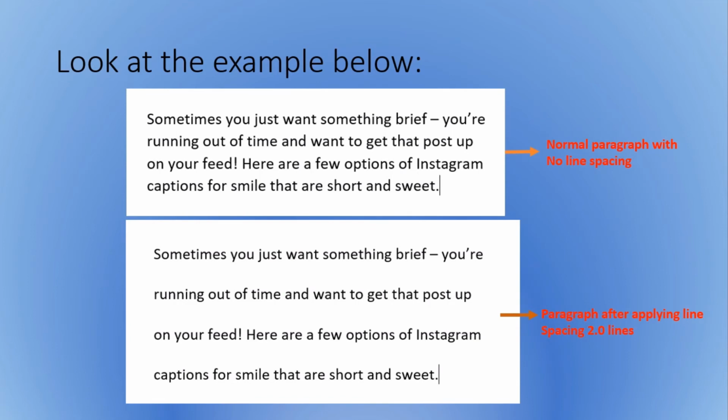This is an example. The first picture is a normal paragraph that I have typed without any line spacing, and the second one is when I have already applied line spacing of 2.0 lines. Let's go for an example before I give you an exercise.